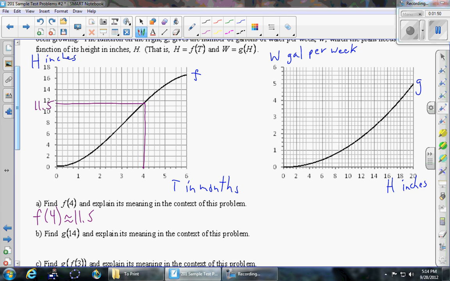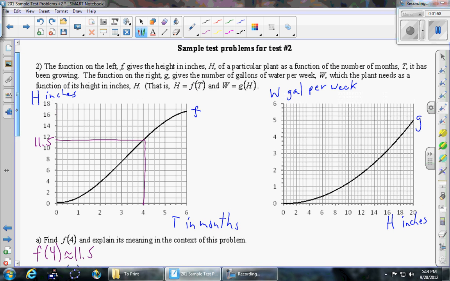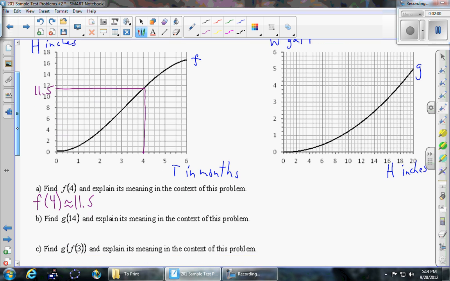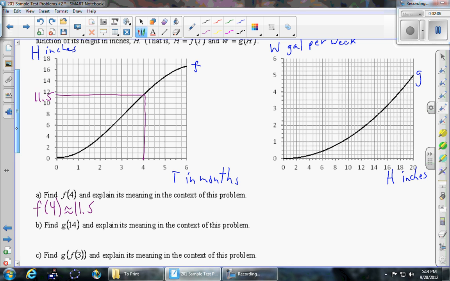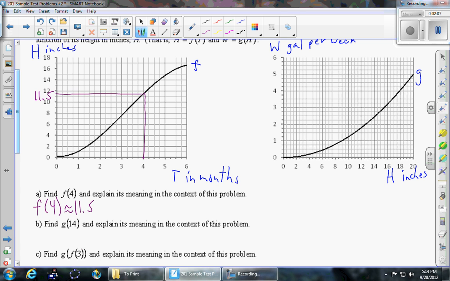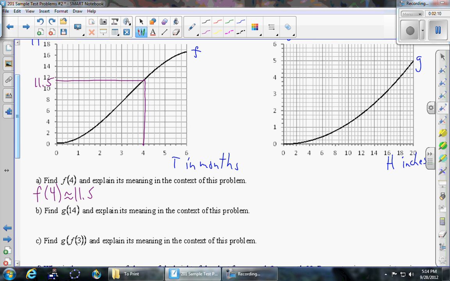Okay, and so the explanation in this problem, well, let's see, 4 was the input here. That was time in months. So a 4-month-old, is this a tree? Plant, 4-month-old plant. And then somehow that's related to 11.5, which was the output, which is the inches that the plant has grown to. So I guess the sentence is something like a 4-month-old plant has grown to 11.5 inches, or is 11.5 inches tall.